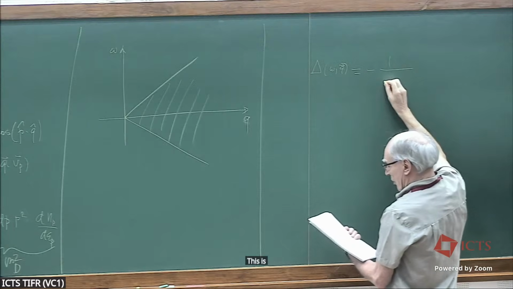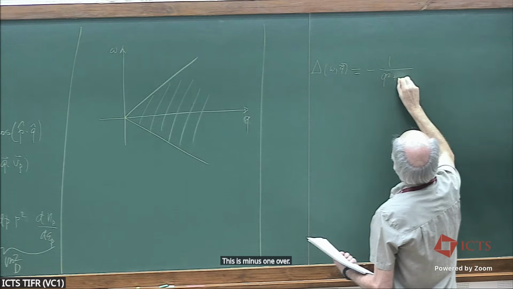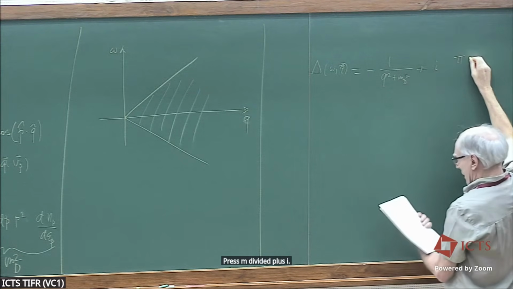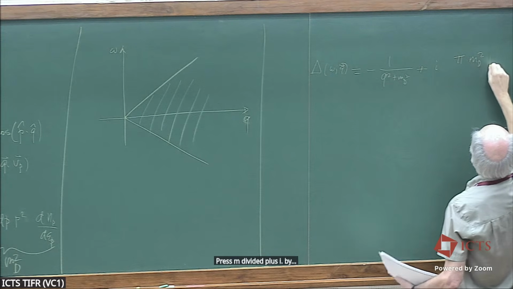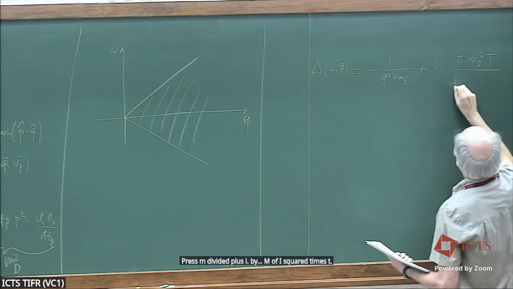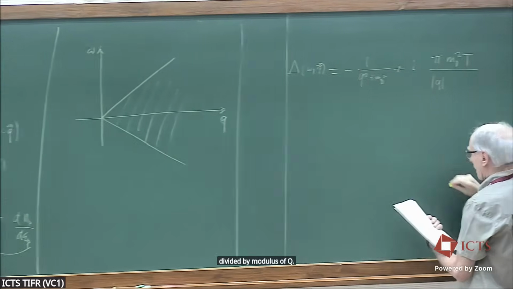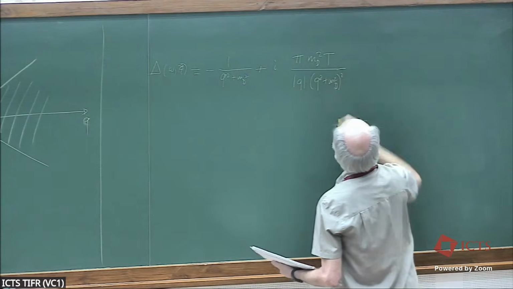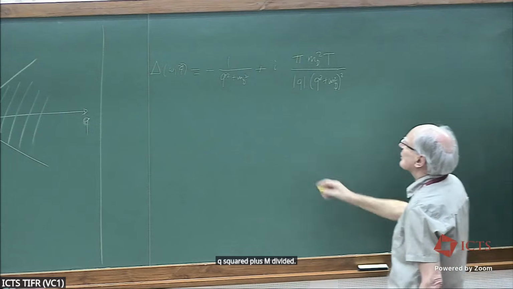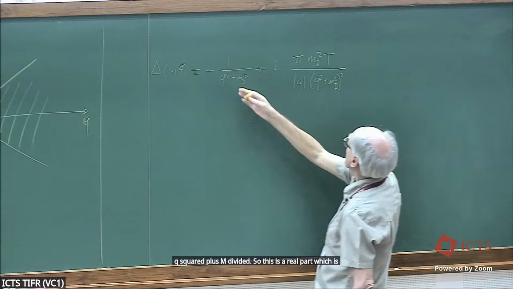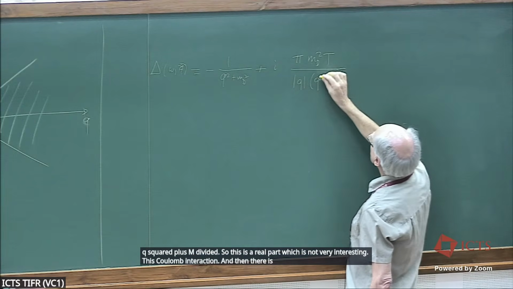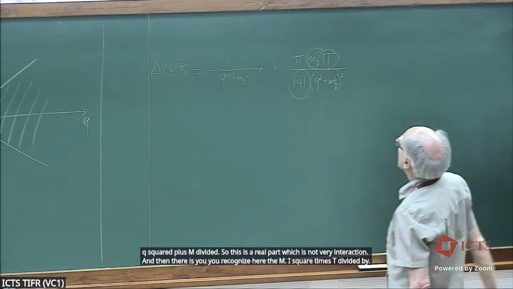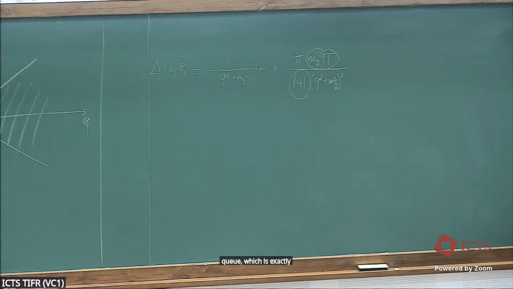This is -1 over Q squared plus m_D squared, plus i π m_D squared times T divided by the modulus of Q times (Q squared plus m_D squared) squared. So this is a real part, which is the Coulomb interaction. And then you recognize here the m_D squared times T divided by Q, which is exactly what I have calculated for you.